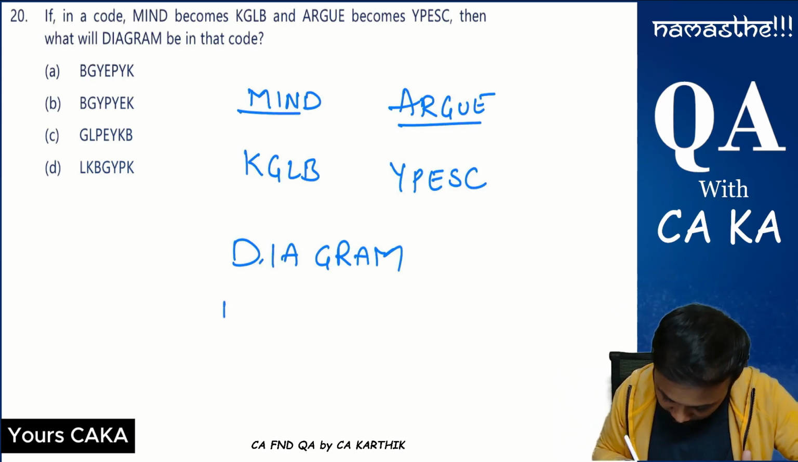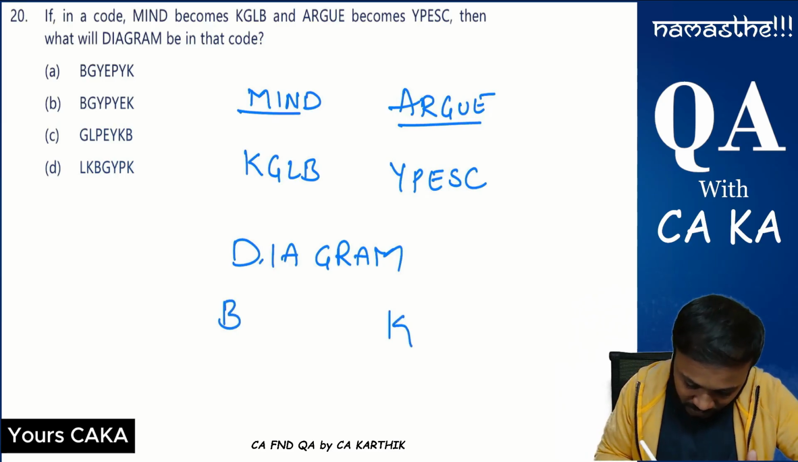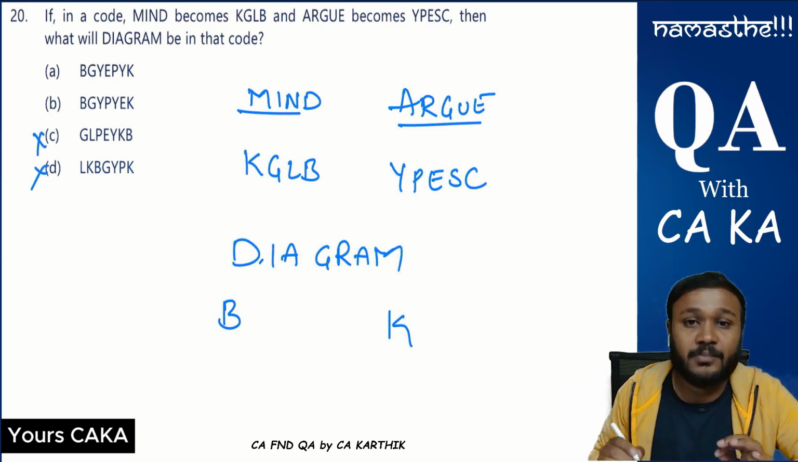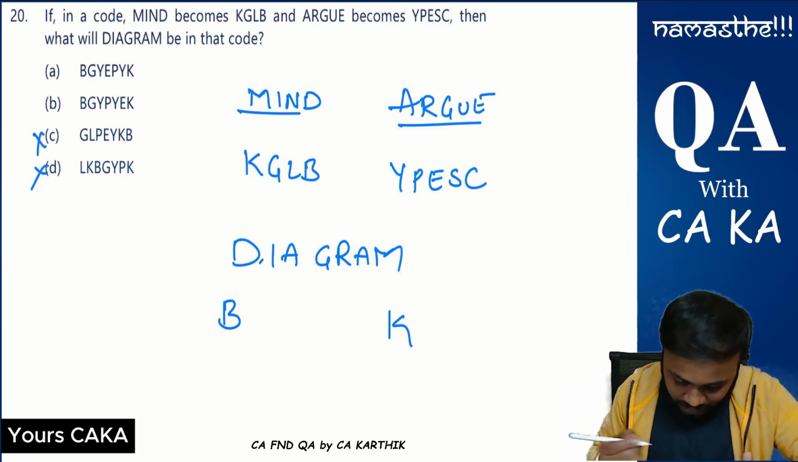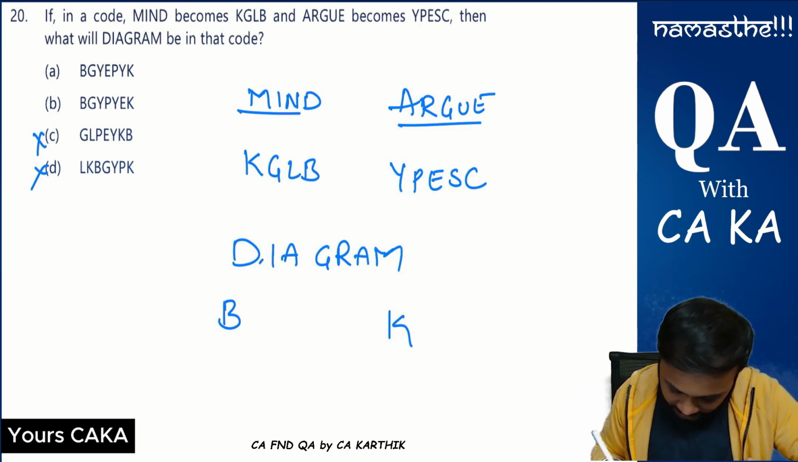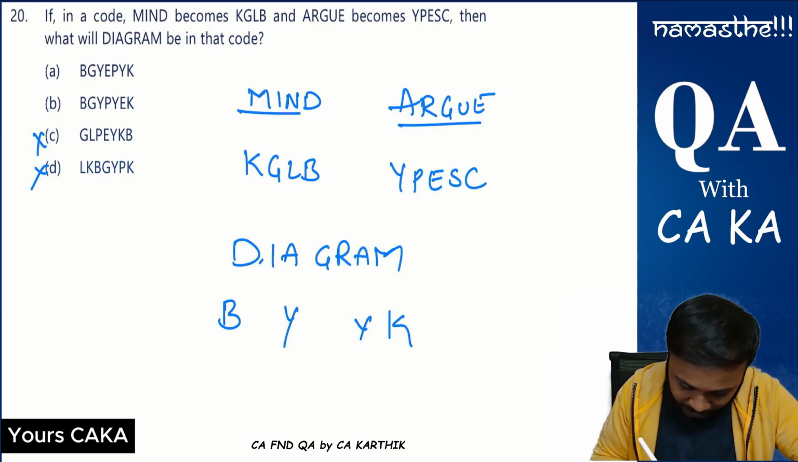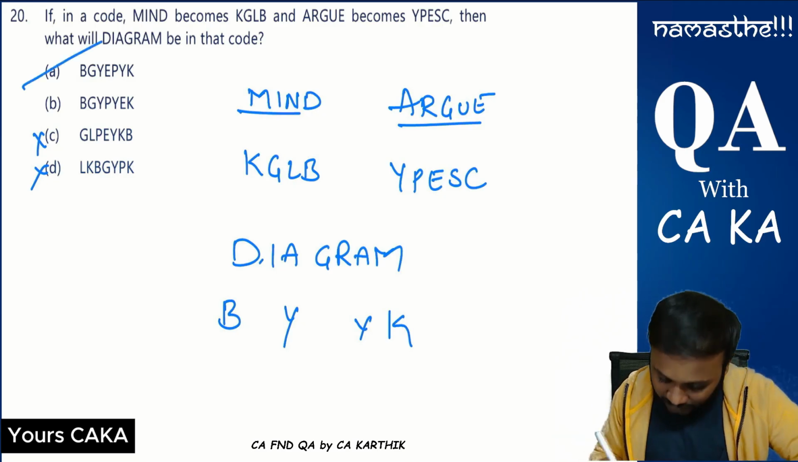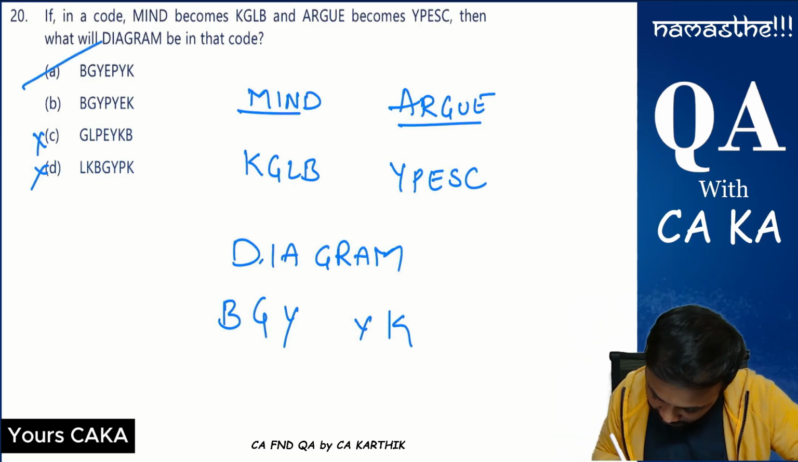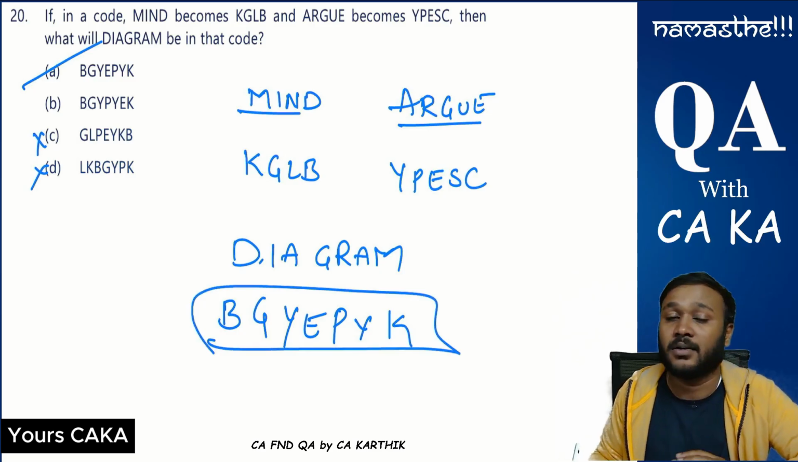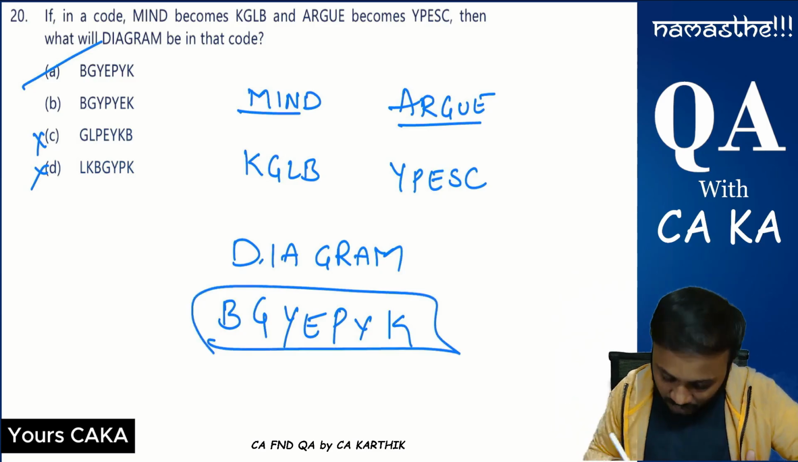Now D will be B, M will be K. So wherever there is BK, that is your option, sir. So eliminate options C and D. It might be option A or option B. Now let's cross check. B, G, Y, everything is the same. Let's see the last second one, A. A represents Y. So option A is the right answer. Let's cross check: I is G, G is E, R is P. B, G, Y, E, P, Y, K, which is matching. Perfect.